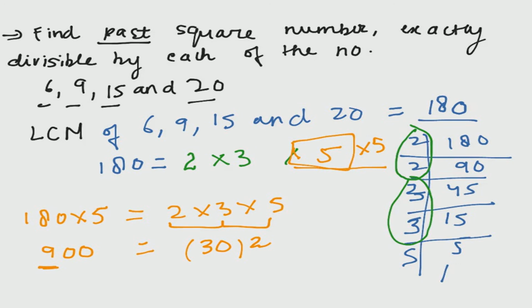So here we will first find the prime factors, and the number that we are left with as a single number, we will multiply with that number to make it a pair. So here we are left with 5, so we multiply 180 by 5, and that will give us the perfect square number that is divisible by each of the numbers.